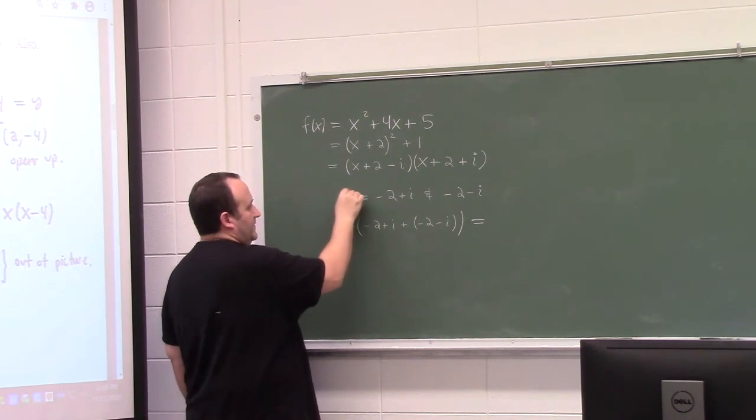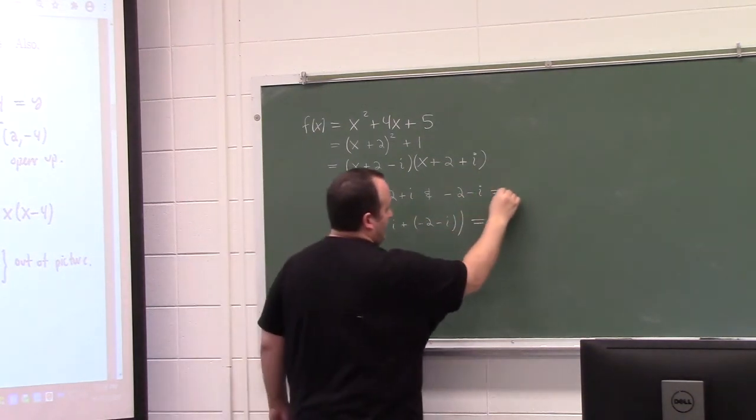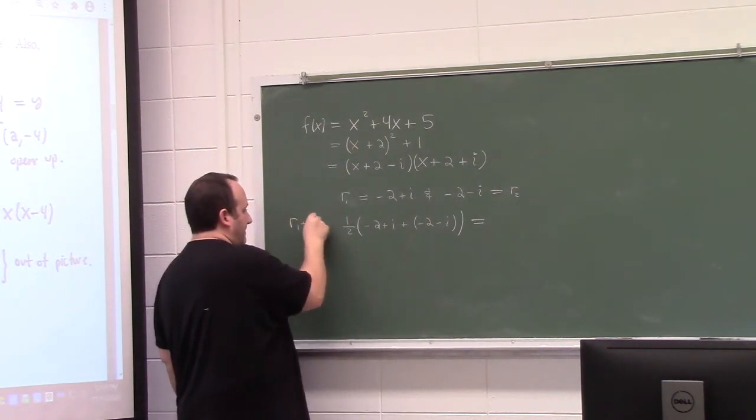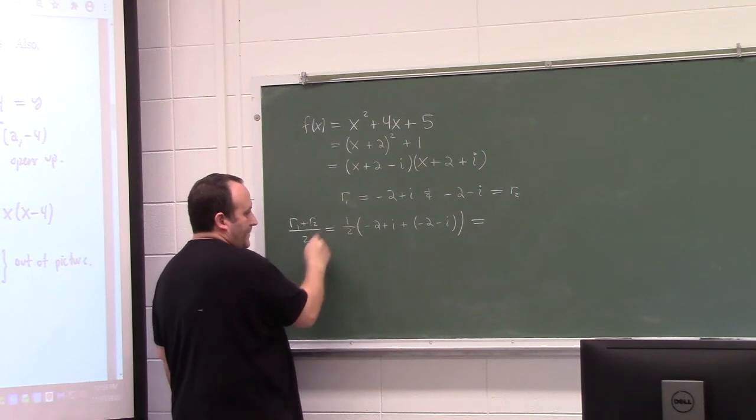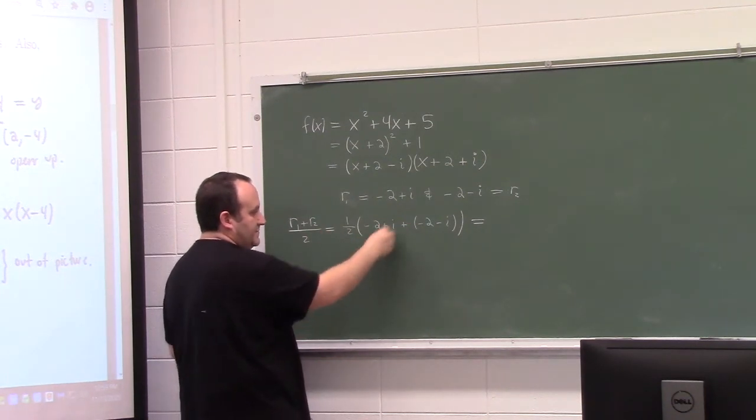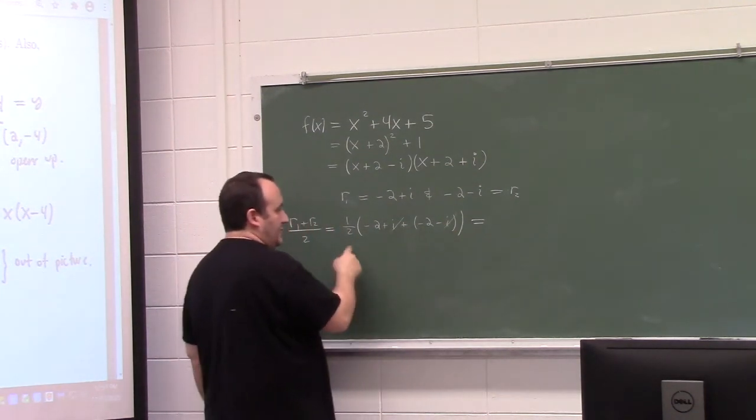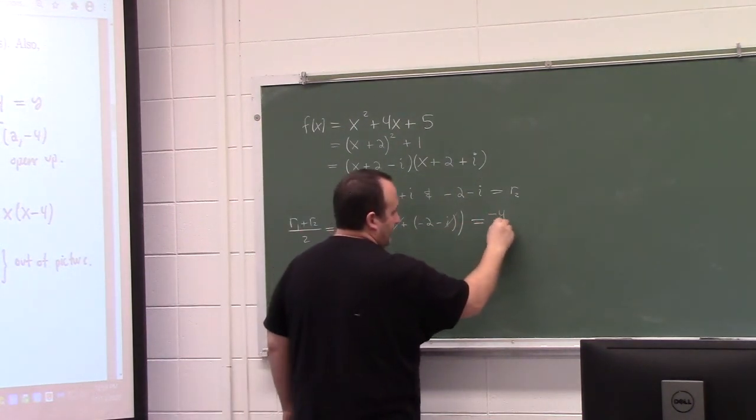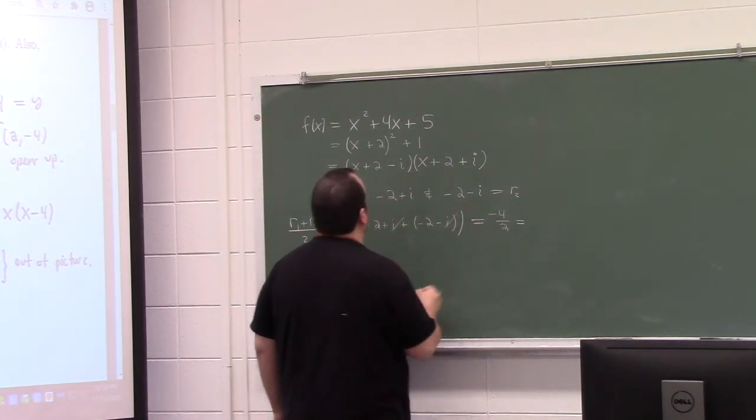So let's say this is R1, this is R2, right? So I'm calculating the average of the roots. You notice that the i's cancel? And we get what? Minus 4 over 2, which is what? Negative 2.